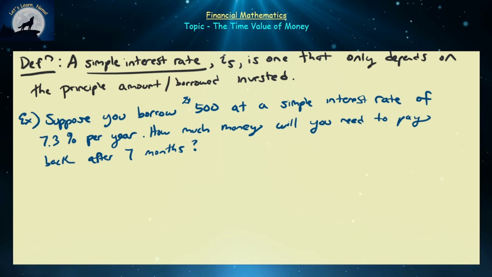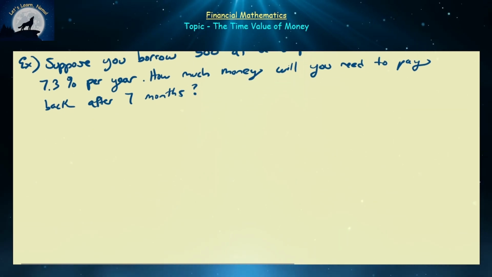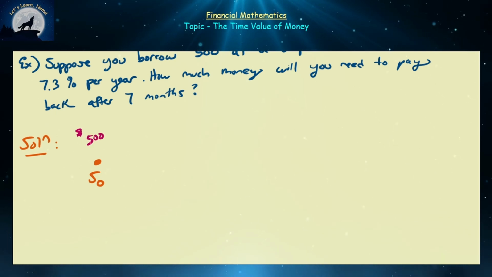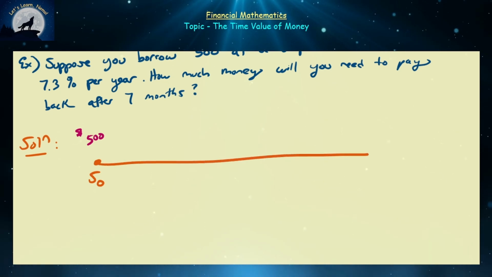Okay, so let's draw a little timeline to see what's going on in this particular problem. So what we have here is a timeline. Let's assume S0 is here. S0 corresponds to $500. That's how much we have. And let's draw a full timeline all the way down to 1 year.